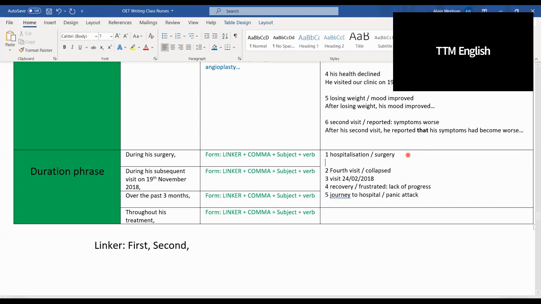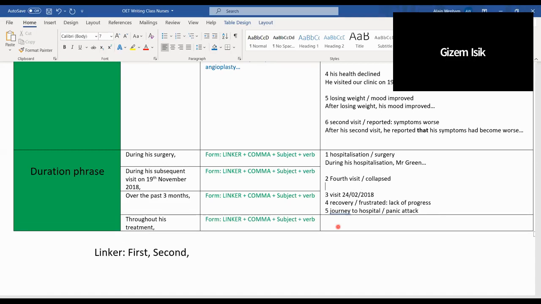Now, what about this? Last hospitalization week. Surgery. Who can use a duration phrase here? Let me ask Jasmine. Jasmine or Alma? During his hospitalization. Mr. Green, blah, blah, blah. Good. Gizem, are you there, Gizem? Yes. Fourth visit, what can we say? During his fourth visit. Mr. Smith has collapsed. You could just say collapsed.